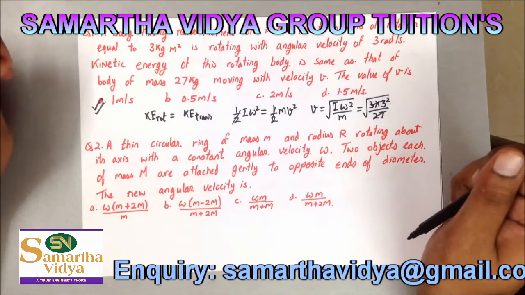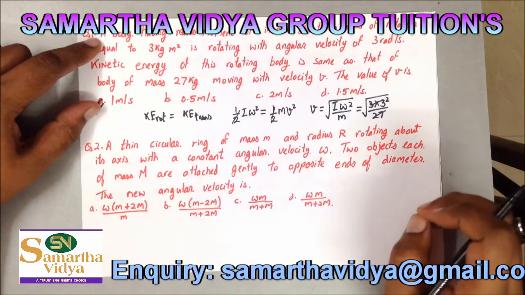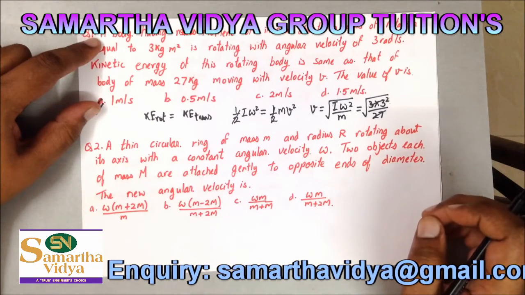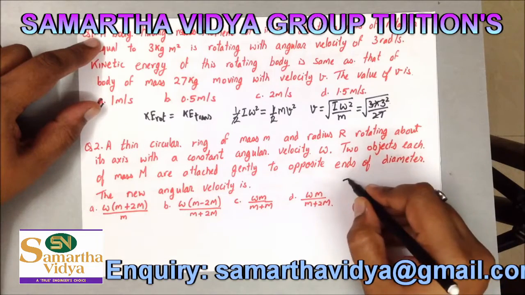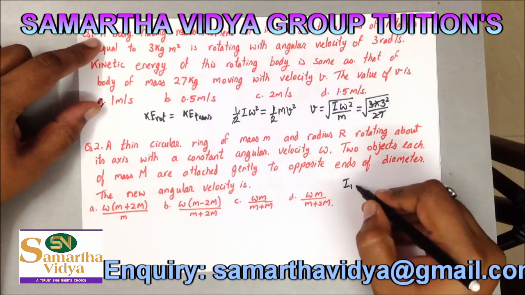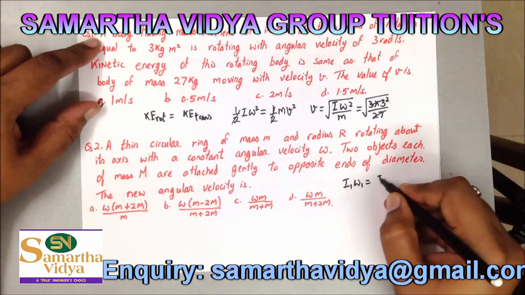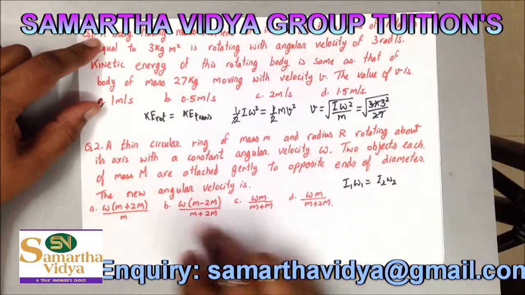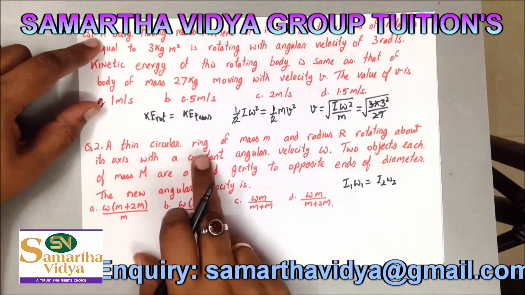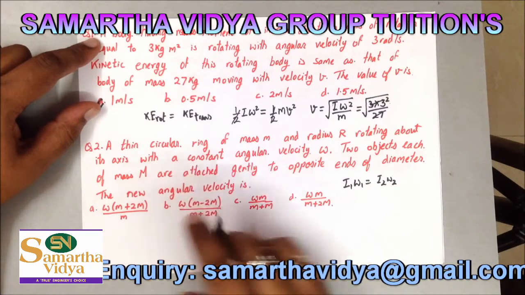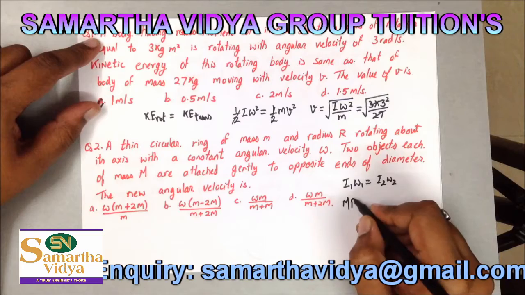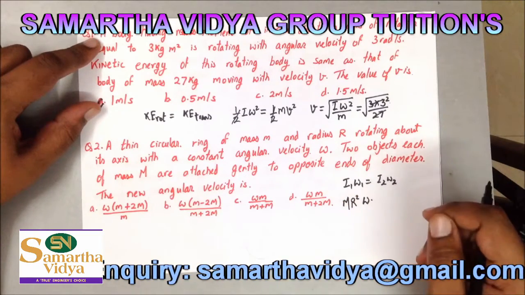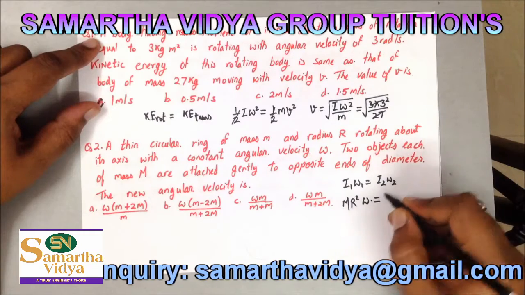the new angular velocity. So the basic concept we have to understand here is the conservation of momentum. That means the initial, let us say I1 omega 1, is equal to I2 omega 2. So I need to know what is I1. I1 is nothing but about the thin circular ring. So moment of inertia of the circular ring is nothing but m r square. So m r square omega, because omega is the angular velocity given, is equal to I2.